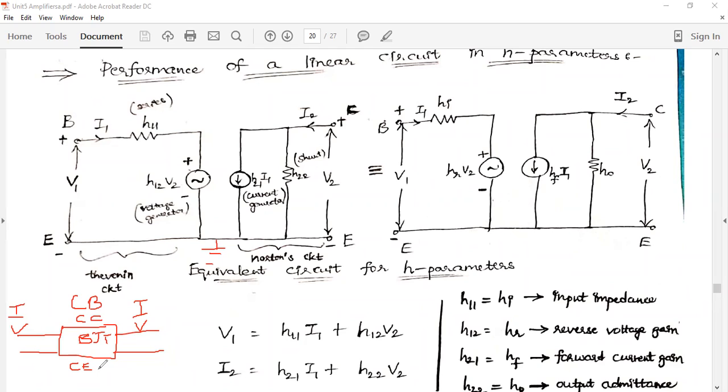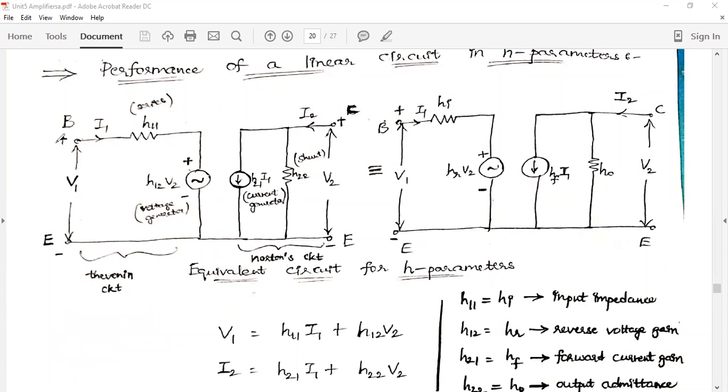Okay, I am explaining this concept with respect to the common emitter only. This phenomenon is the four pole concept also. We can call this the four pole concept, or four terminal concept also.